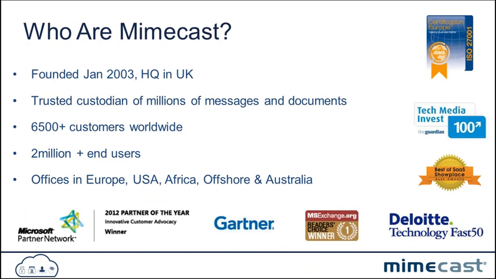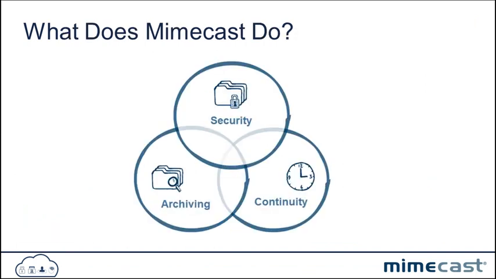What we do is provide security, archiving, and continuity services for email, delivered from the cloud using a pure software as a service model. It's our own proprietary intellectual property, our own software that we've built from the ground up to provide these services from a single unified technology platform in a unified, converged way.